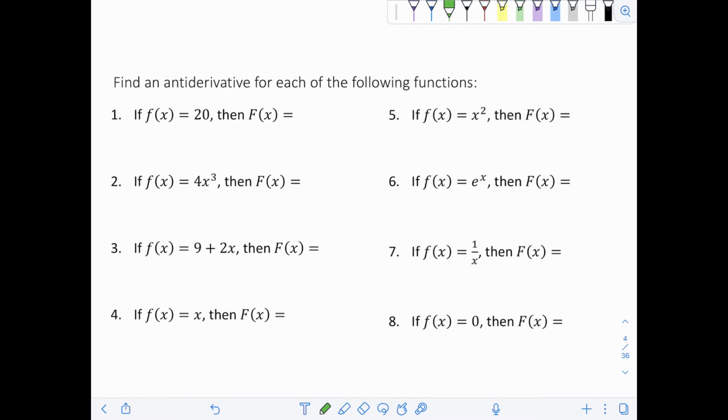Okay, so for this first one, before we look at any of the rules, let's just think about working backwards. So if we have, think about it as like if our derivative is 20, what was the original function? And that would be 20x. And so at this point, since we're much more comfortable with derivatives, because we've been taking derivatives for so long, it's always good to check your work. So if the answer is 20x, just check it. Okay, so the derivative of that is 20. So that means we should have the correct antiderivative.